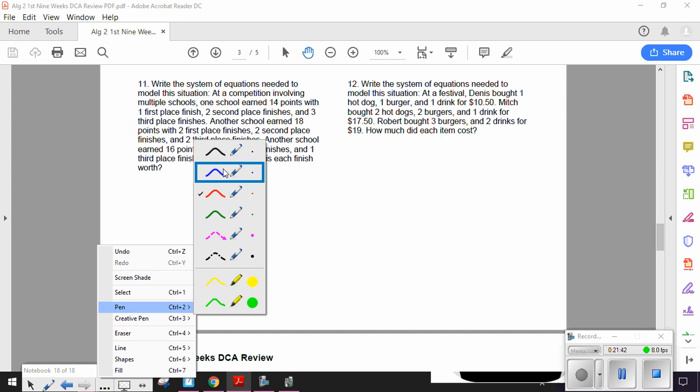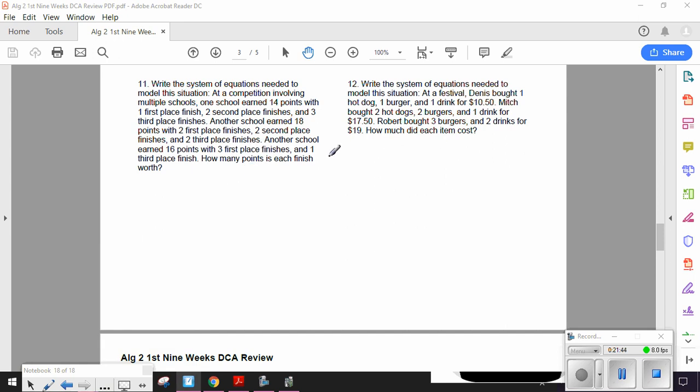but we need our variables first. So we need a variable for a hot dog. So let's go with H. That's the hot dog cost. We need one for a burger. So B for burger cost. And then we need D for our drink cost. All right, so again, this scenario is similar to the last one. Each person will be an equation.